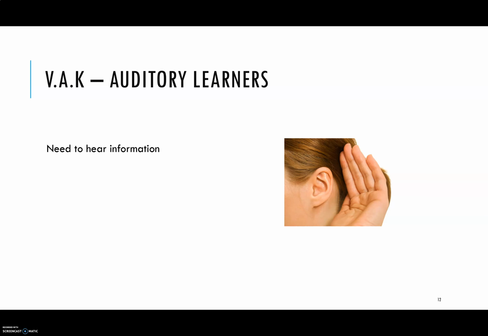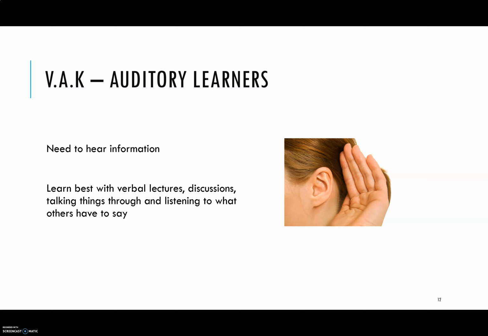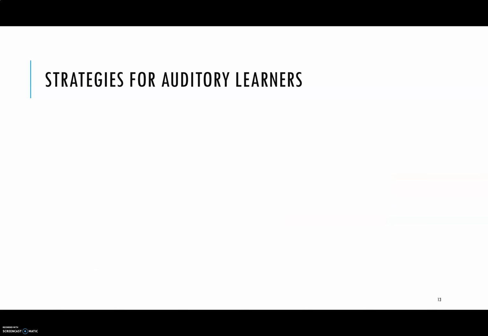Our auditory learners then, as you may have guessed, really like to hear information. And they learn best from verbal lectures, from discussions, from talking things through with their teachers and with their colleagues in class, and listening to what others have to say. And they need to hear the tone, the pitch, and the speed of a person's voice when they're learning information. So what are some of the strategies then for the auditory learners?